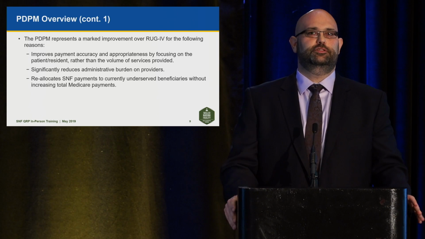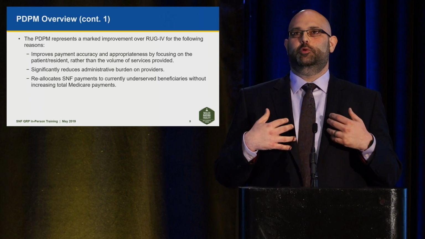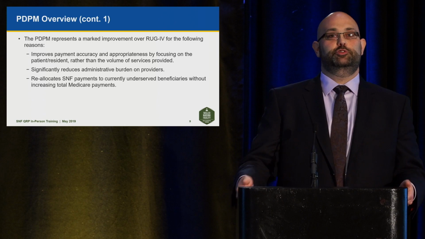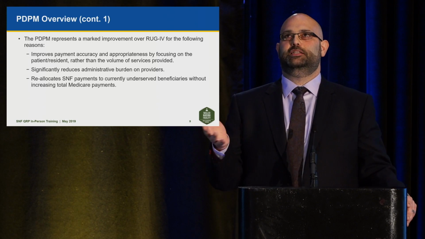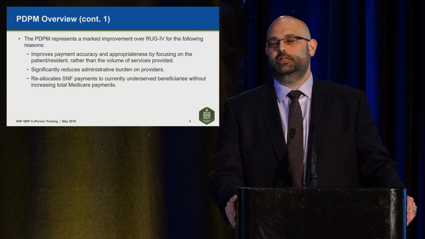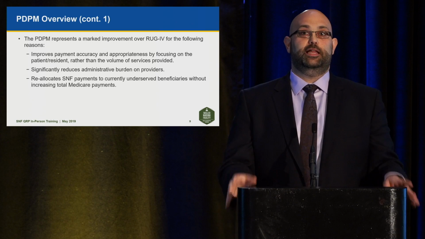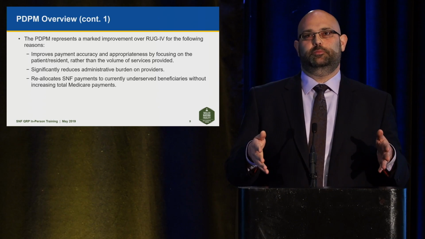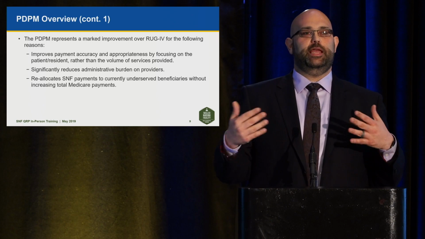And one of the things I wanted to note is that we are implementing this in a budget neutral manner. That is, we're not intending for PDPM to change the overarching bucket of SNF payment. So I think it's approximately a $36 billion baseline each year. That $36 billion, that massive bucket of money, stays the same regardless of the payment system. It's not intended to change that. What it is intended to change is the way in which we allocate that money.